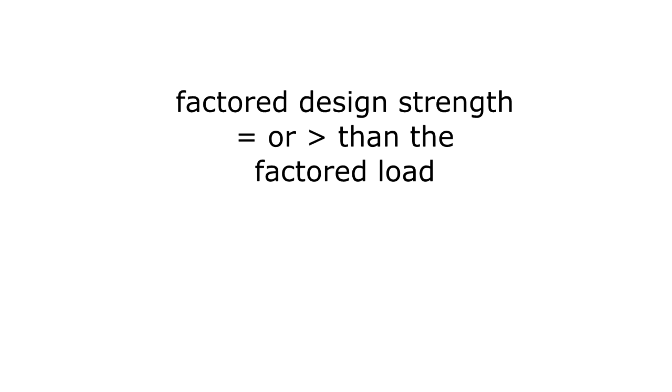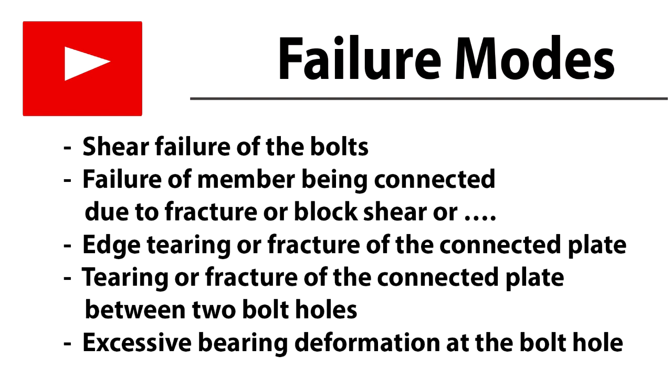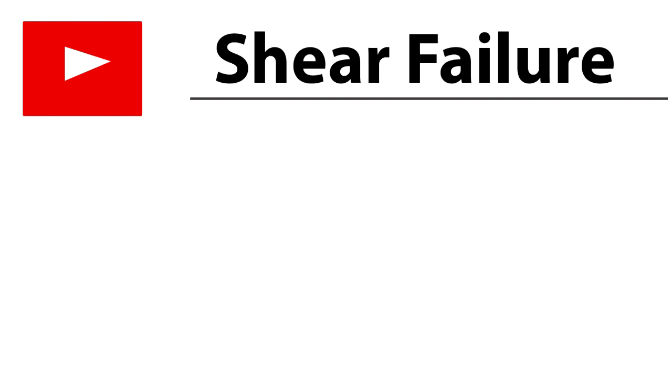We want to design the bolted shear connections so that the factored design strength is greater than or equal to the factored load. So we need to examine the various possible failure modes and calculate the corresponding design strengths. These possible failure modes are shear failure of the bolts, failure of the member being connected due to fracture, edge tearing or fracture of the connected plate, tearing or fracture of the connected plate between two bolt holes, and excessive bearing deformation at the bolt hole. And now, shear failure of bolts.